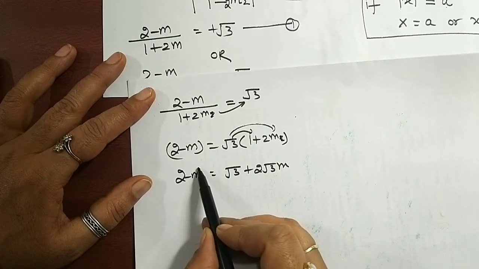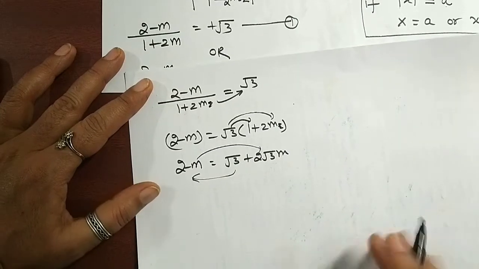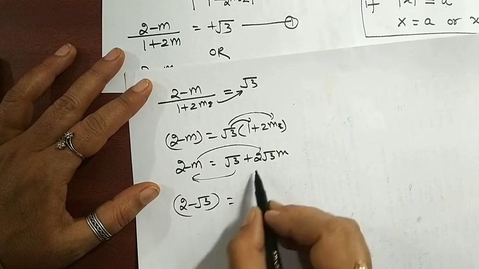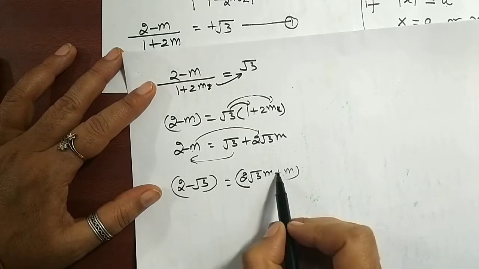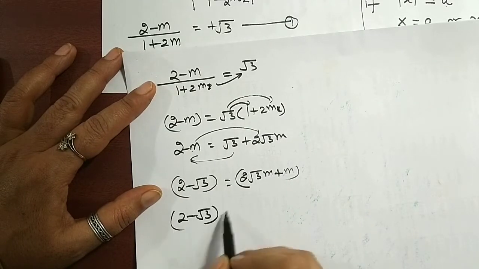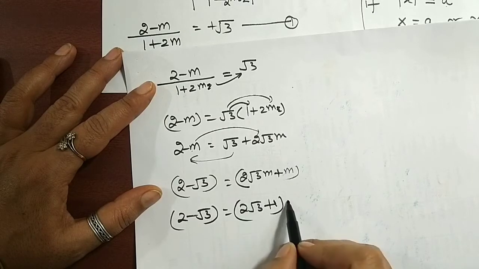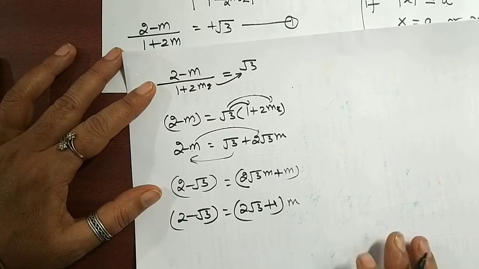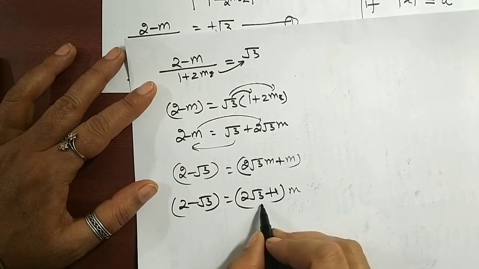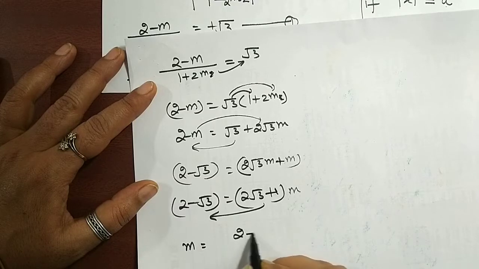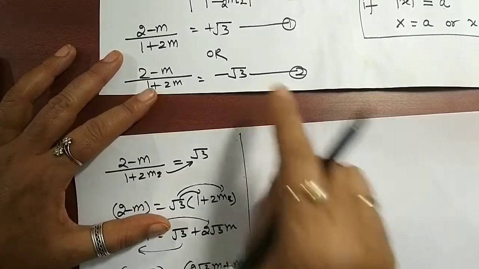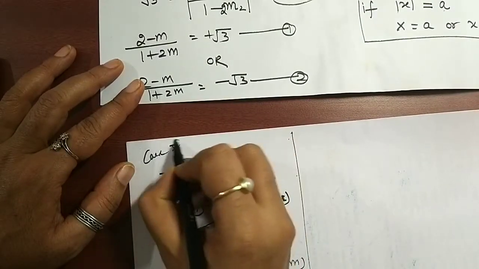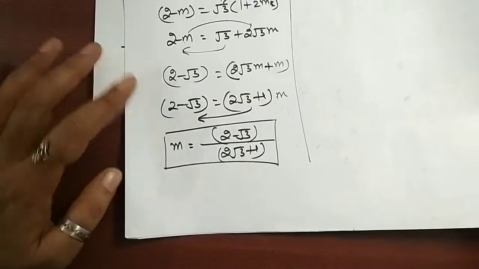Okay. So let me collect m one side and numbers the other side. So I can take 2 minus root 3 equals 2 root 3m plus m. This m is coming here and becomes plus. Here I can take m common. So it is 2 root 3 plus 1 into m. So what will be m? This will go down. So m is 2 minus root 3 by 2 root 3 plus 1. This is my m in the first case. This was case 1, understood? I end up having m as this.